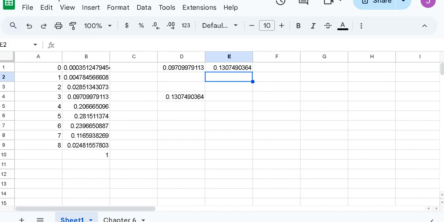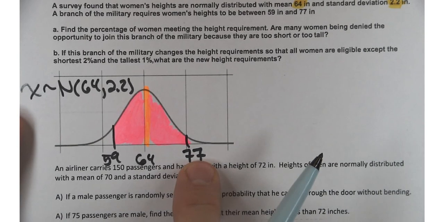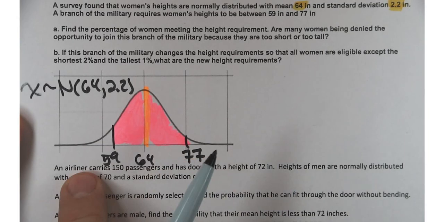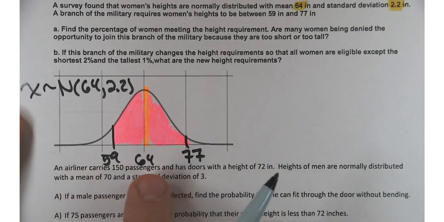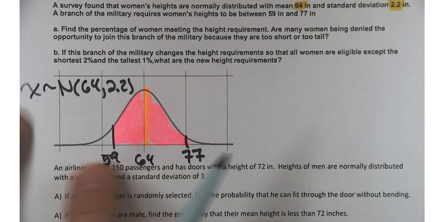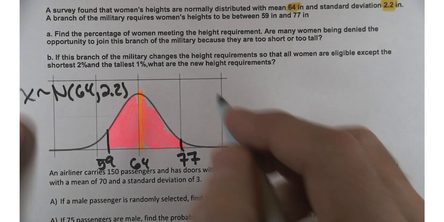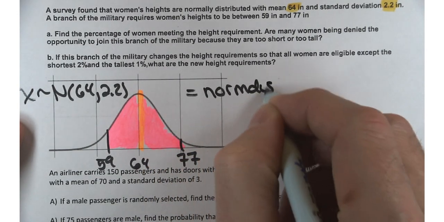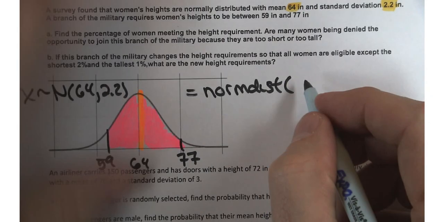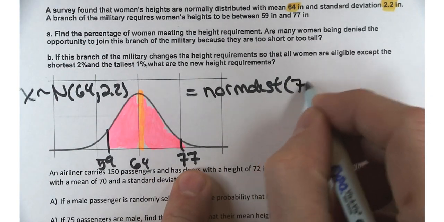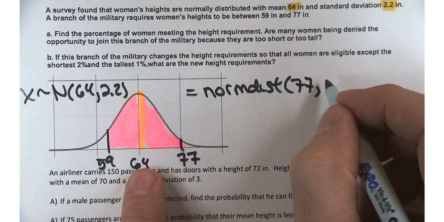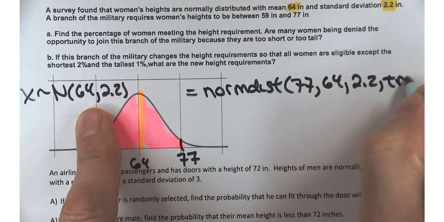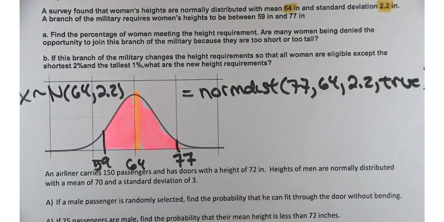So the first thing I want to do is find the area to the left of 77. But do I want all of that area to the left of 77? I need to get rid of this area, right? The area to the left of 59. So the command to do that would be equals norm distribution of, let's see, let's start with 77, and then you want the mean and standard deviation, so 64 and 2.2, comma true. In this course, you're always going to be using true with norm distribution.